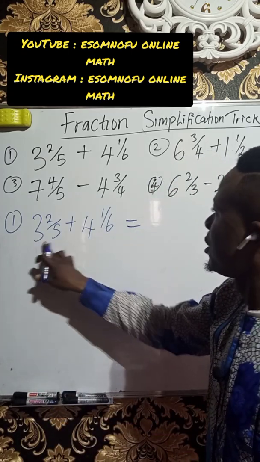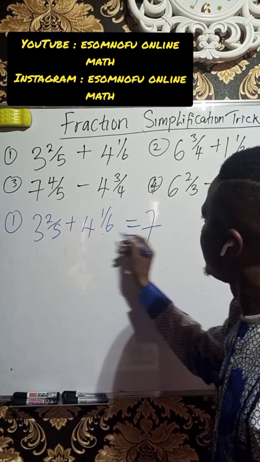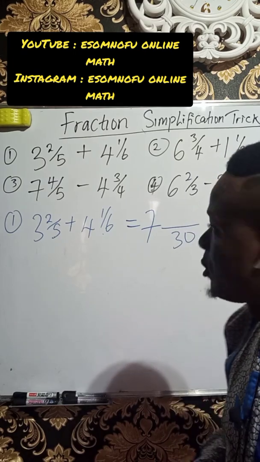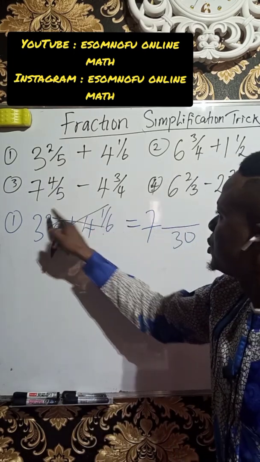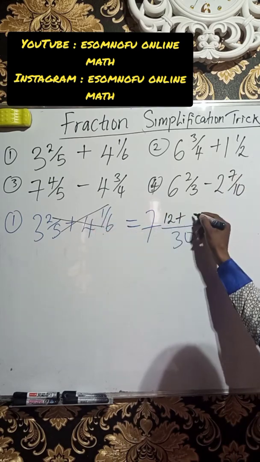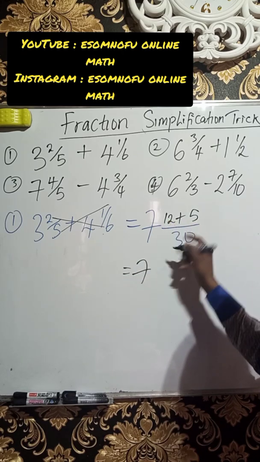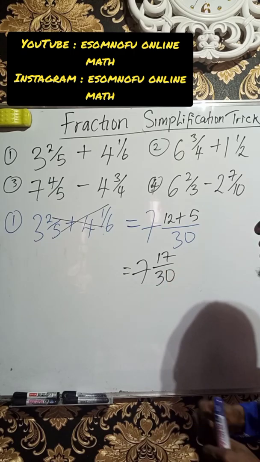Just call it 3 plus 4, which will give us 7 whole number. Then 5 times 6 is 30. Draw a line and write 30. Then at this stage you have to cross multiply. Just multiply like this: 6 times 2 will give us 12, plus 5 times 1, which will give us 5. So the answer is 7 whole number, 12 plus 5 is 17 all over 30. And that's just the answer.